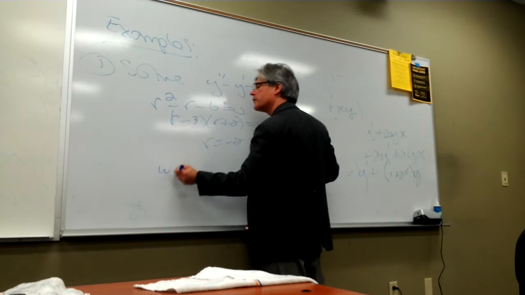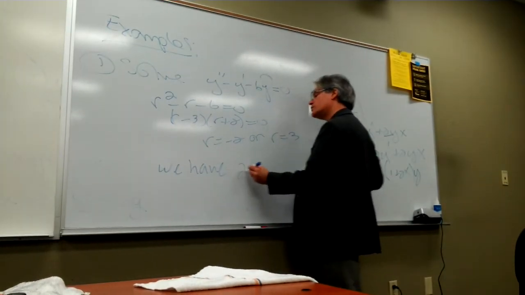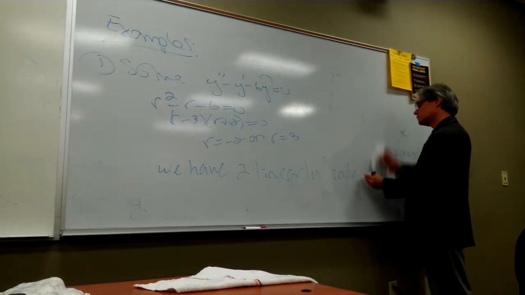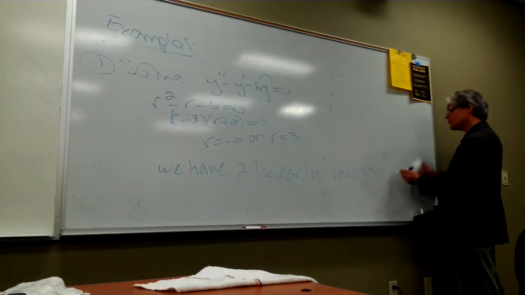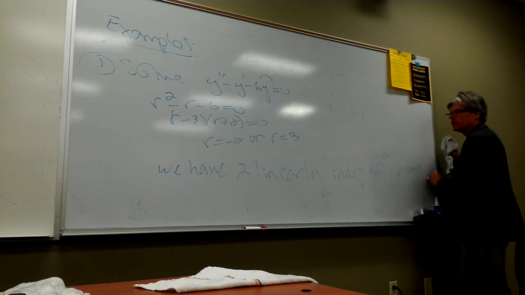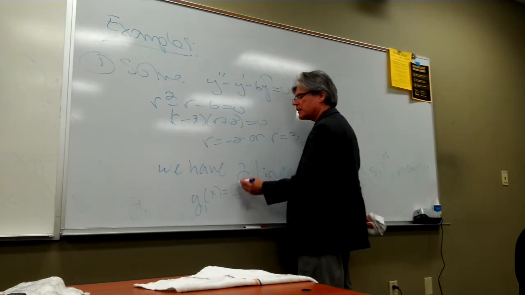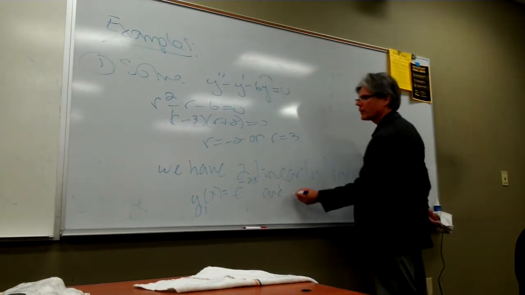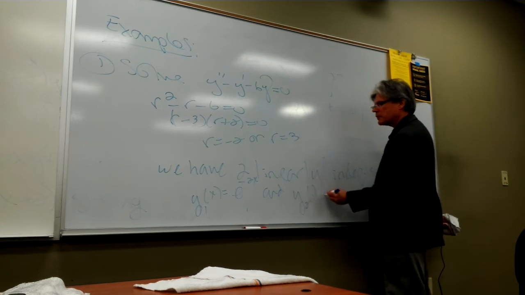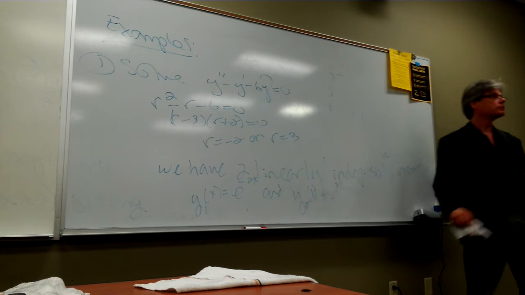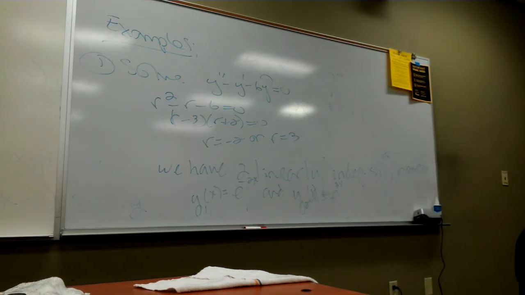Therefore, we have two linearly independent solutions, namely this one, solution y1 of x being equal to e to the -2x, and y2 of x being equal to e to the +3x. Matter of fact, you can check me real quick to see if these really are linearly independent solutions. All you check is a Wronskian, and I just did. And the Wronskian's not 0.